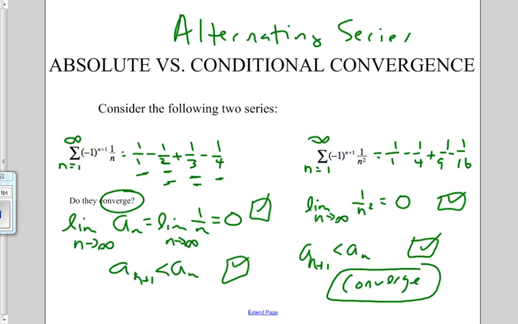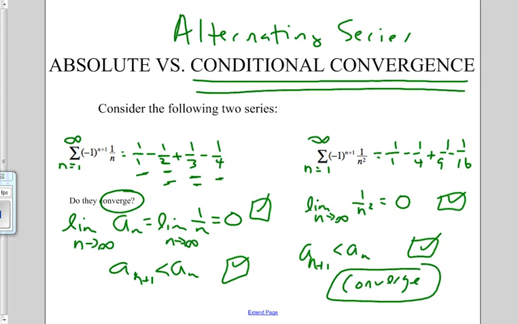Now, these are called conditional convergences, and it's conditional on the fact that they're alternating. It's conditional on the fact that we've got this negative 1 to the n, or negative 1 to the n plus 1. Now what we want to see is, will they absolutely converge? Absolutely meaning, will they converge if we take the absolute value and get rid of this alternation?